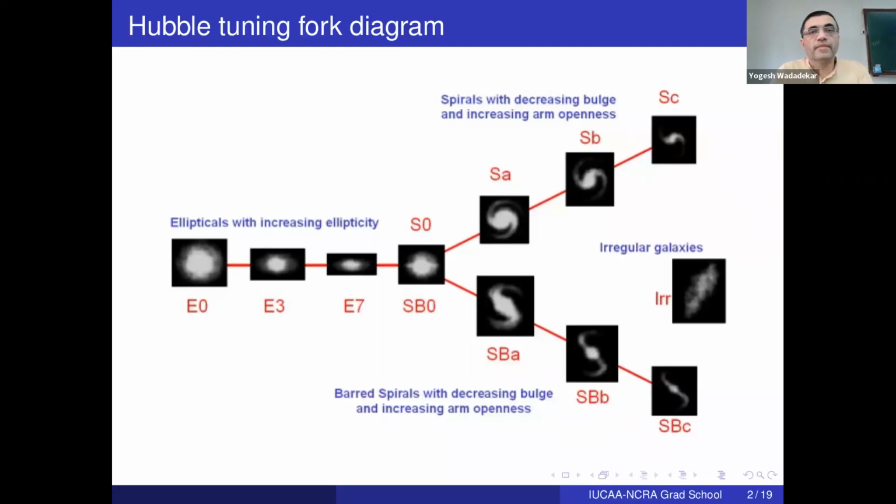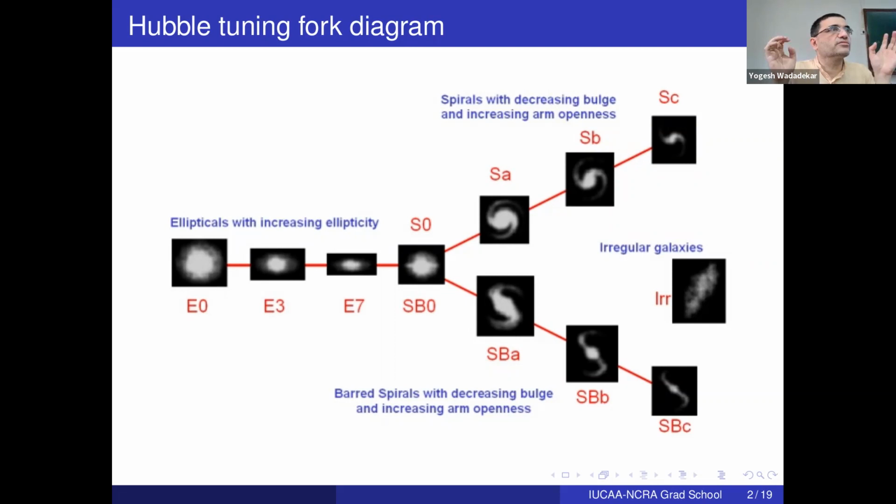Within each of these arms of the tuning fork, as you go to the right, the bulge decreases, but also the arm openness increases, which means for Sa galaxies, the arms are all tightly wound around each other. As you go to Sc and Sd galaxies, they become more open. But the trend of decreasing bulge continues throughout. And of course, on the other arm, they are identical. So the Sa and SBa galaxies are identical to each other, except that one of them contains a bar and the other does not.